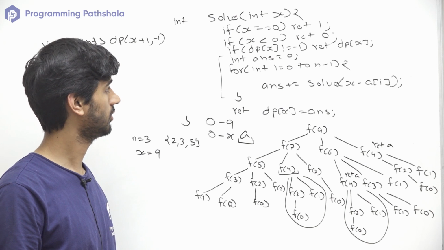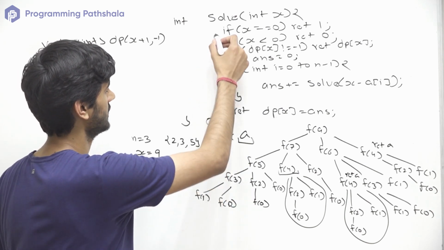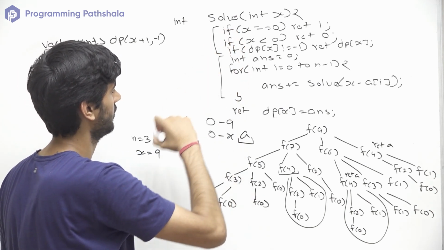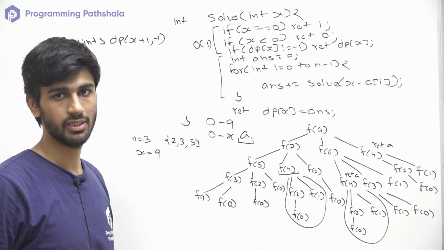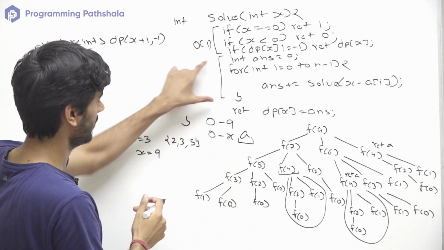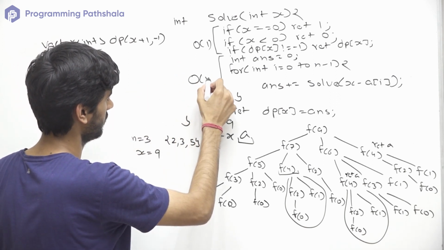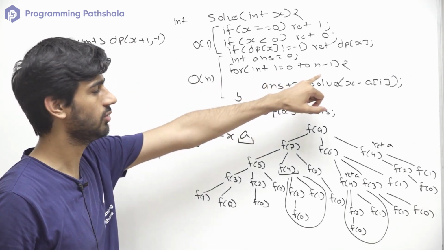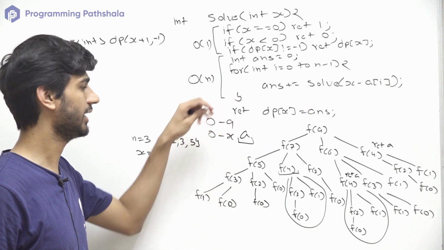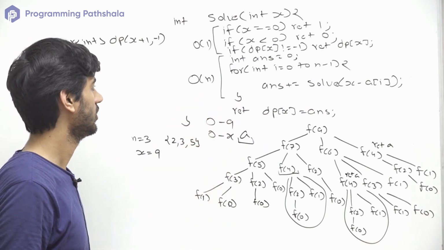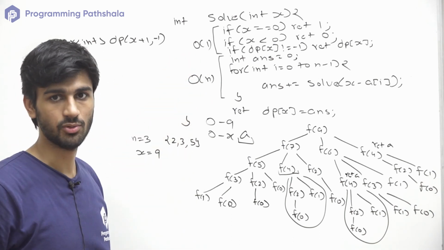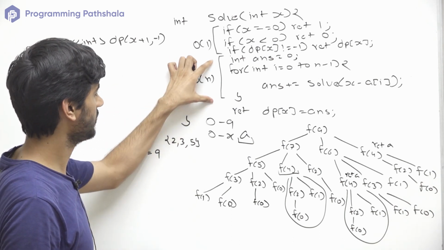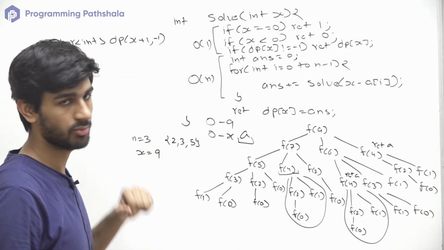And if we talk about space and time complexity, then we can say that this part will have a time complexity of big O of 1 because we are just having if conditions, right? And this part will have a time complexity of big O of n because we are iterating from 0 to n minus 1. So this iteration will take order of n time, right? Okay. Now, how many times will this part be executed? So we can say that this part will be executed at most x number of times.